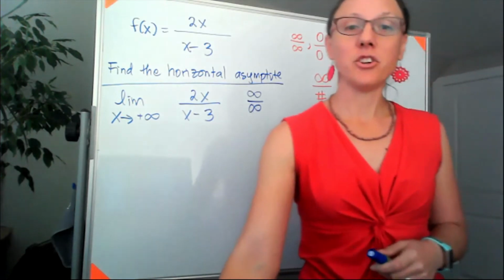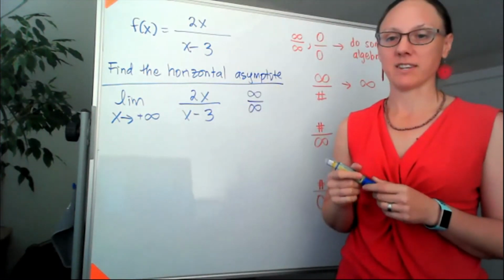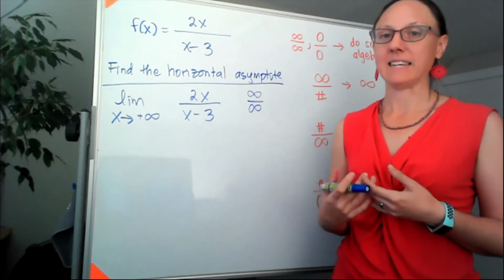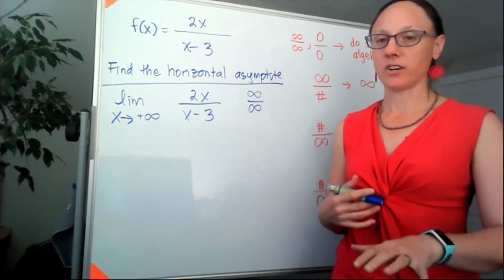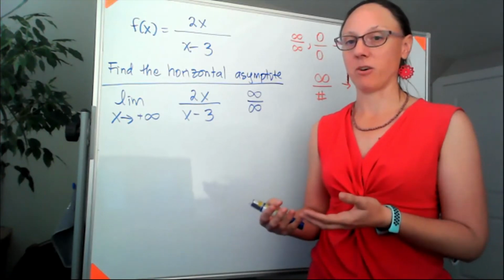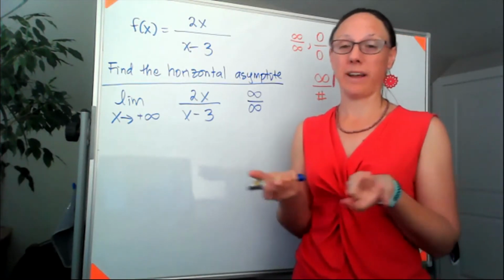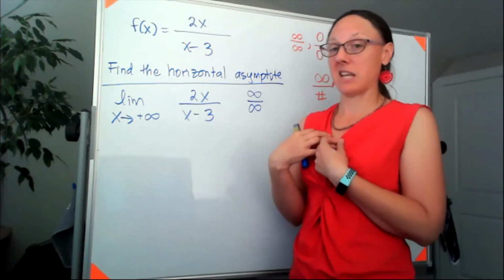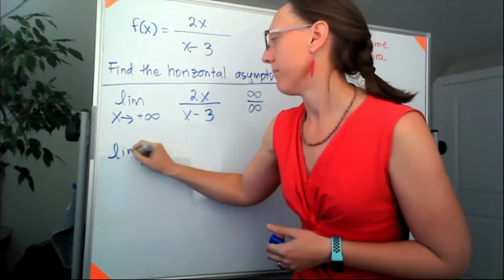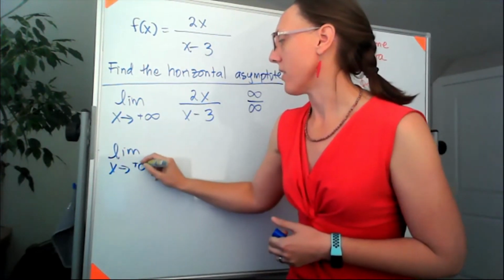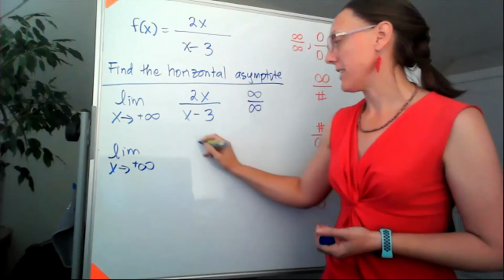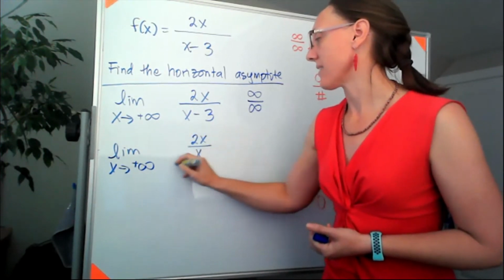The algebra that we're going to do when we have infinity over infinity for this limit is to find the largest power of x in the denominator and divide every term by it. Alternately, we can find the largest power of x in the denominator and factor it out of every term. Those two mathematically are going to work out to be equivalent. I think it's a little bit easier to see if we divide every term by the largest power of x. So here, when I look in the denominator, we really only have one power of x, that's x. So I'm going to divide every term by x.